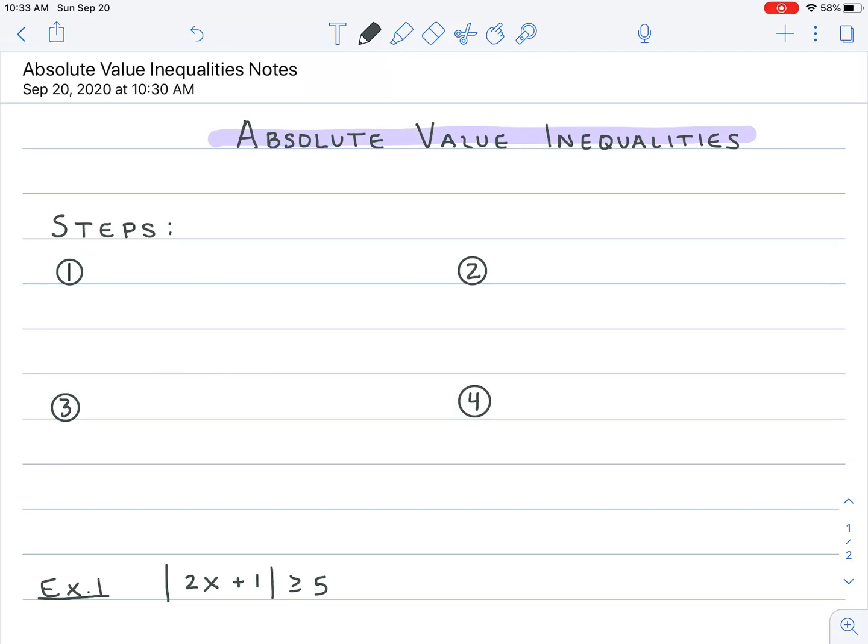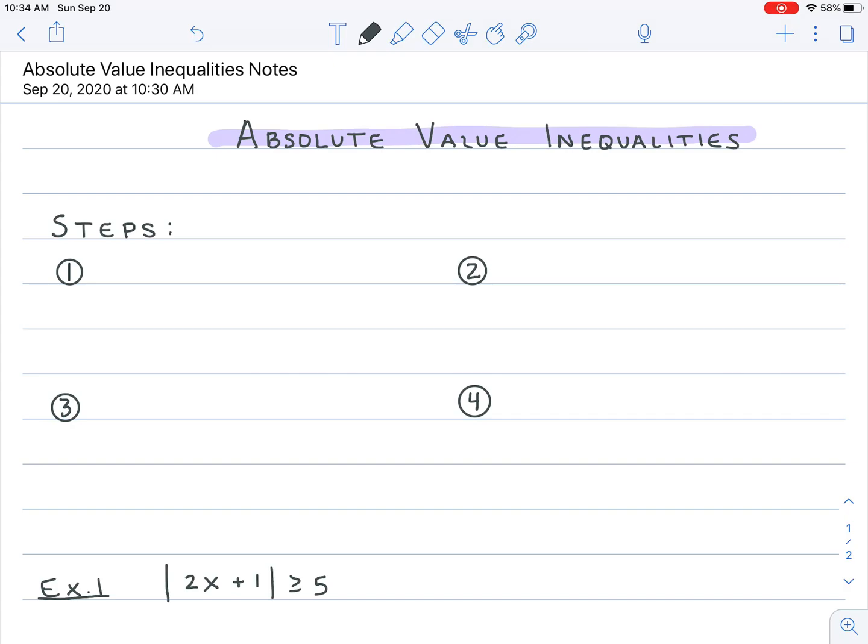Hey guys, today we're doing absolute value inequalities. So we're going back to those compound inequalities we worked on earlier. So we have our ands and our ors. With absolute value inequalities, it's just like the absolute value equations where we're going to have two separate equations as well. Similar steps, just a little bit more complex with the inequalities.